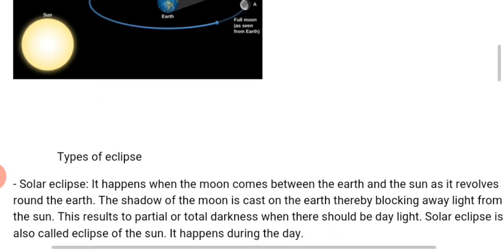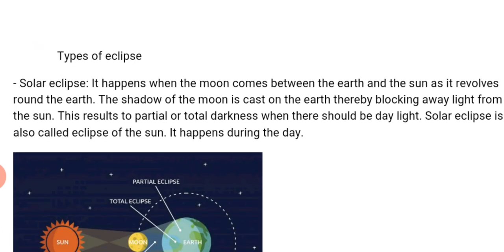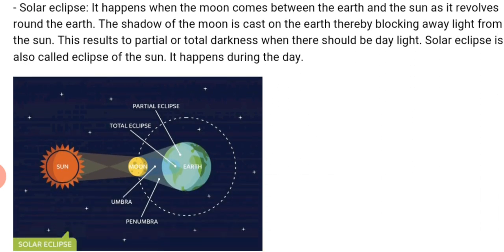Eclipse of the sun is also known as a solar eclipse. Solar eclipse happens when the moon comes between the earth and the sun as it revolves around the earth. That is, the shadow of the moon is cast on the earth, thereby blocking away light from the sun to reach the earth. That is, the side with which the moon blocks, that side of the earth will not experience sunlight. They will experience total darkness or partial darkness. And this happens during the day. Solar eclipse happens during the day.